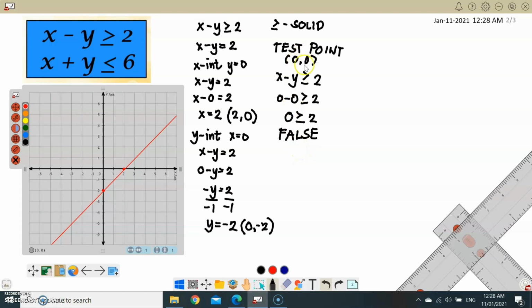Since (0, 0) is located on the half plane above the boundary line and it is not a solution to the given inequality, then the half plane below the boundary line is the half plane that we are going to shade. For all the points lying on this half plane are solutions to the given inequality. So let us start shading.